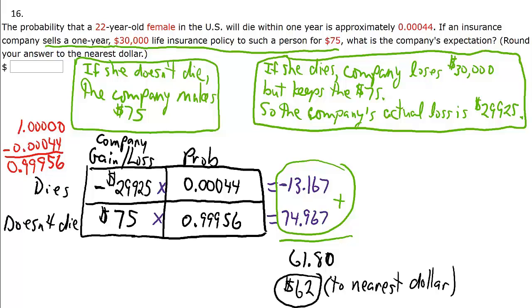So the company, to the nearest dollar, can expect to make about $62 every time they sell a policy like that, which is their profit margin, which allows them to stay in business.